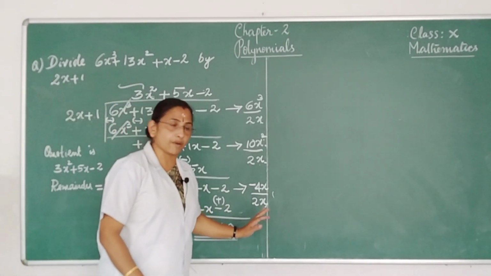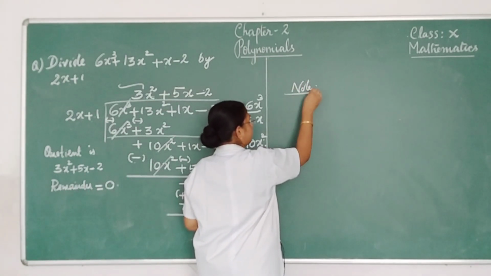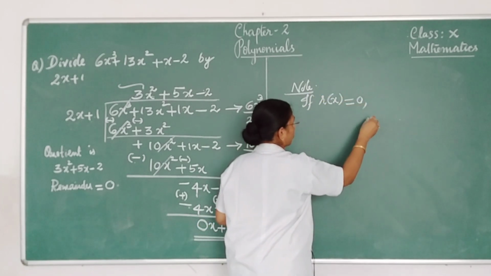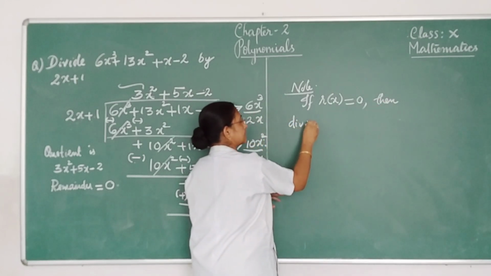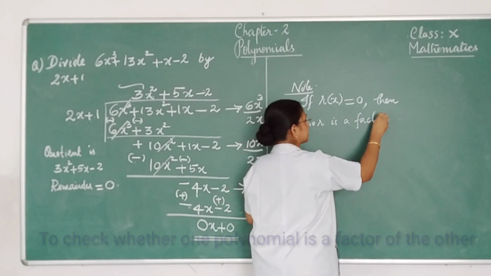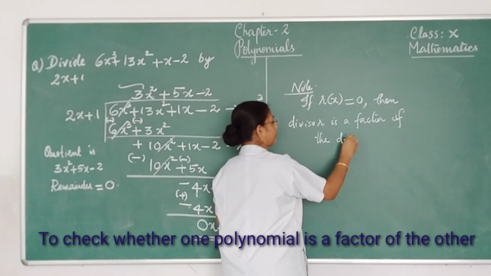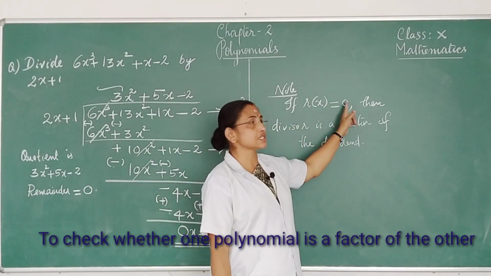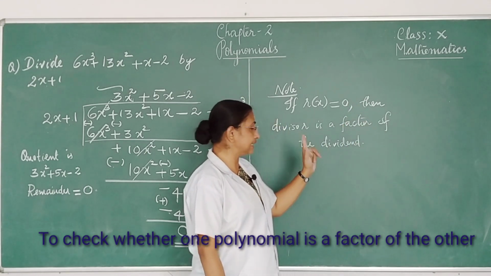One more thing, try to remember from this, as a note: if the remainder polynomial equals 0, then the divisor is a factor of the dividend. Remember this. So, if the remainder equals 0, then the divisor polynomial is a factor of the dividend.